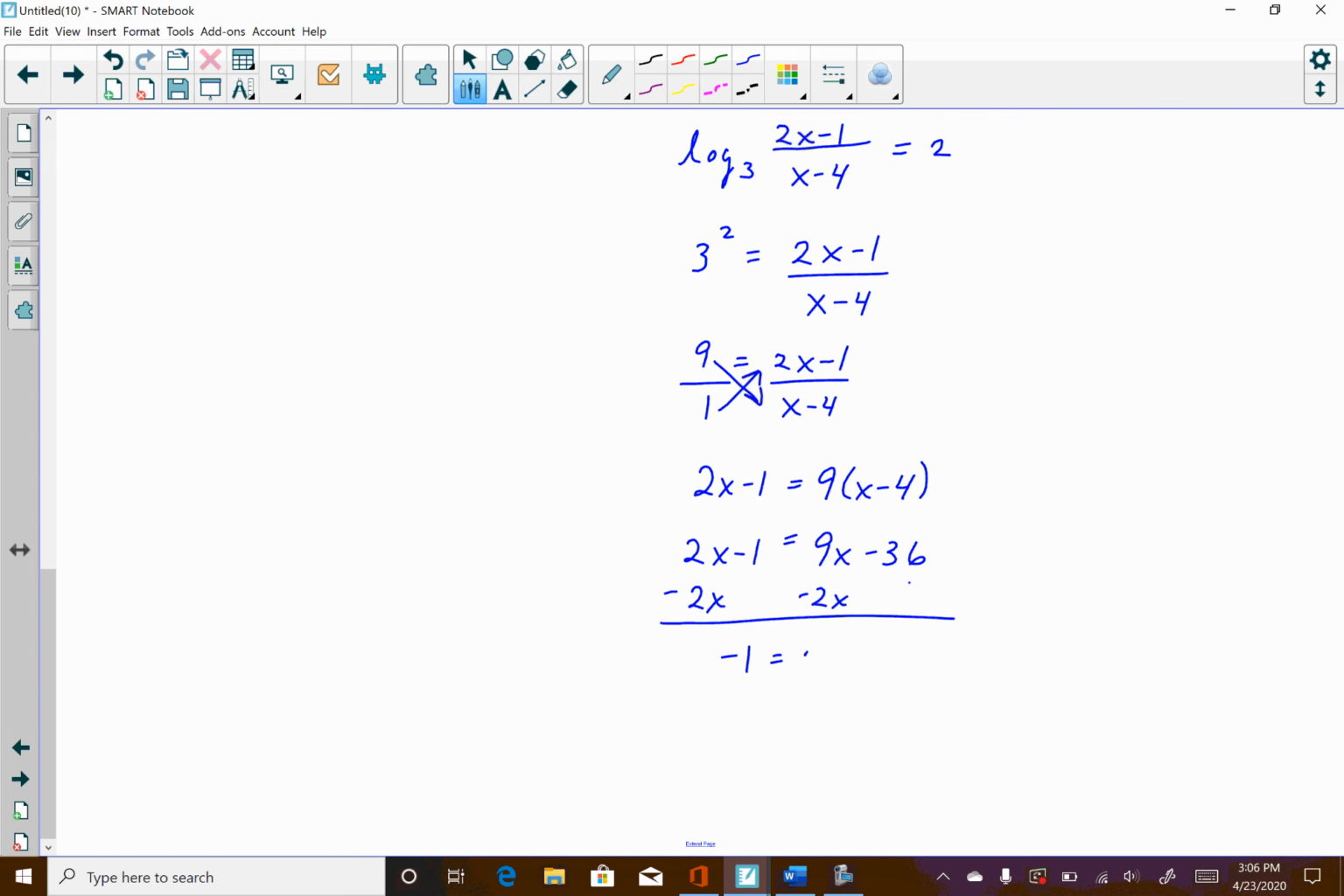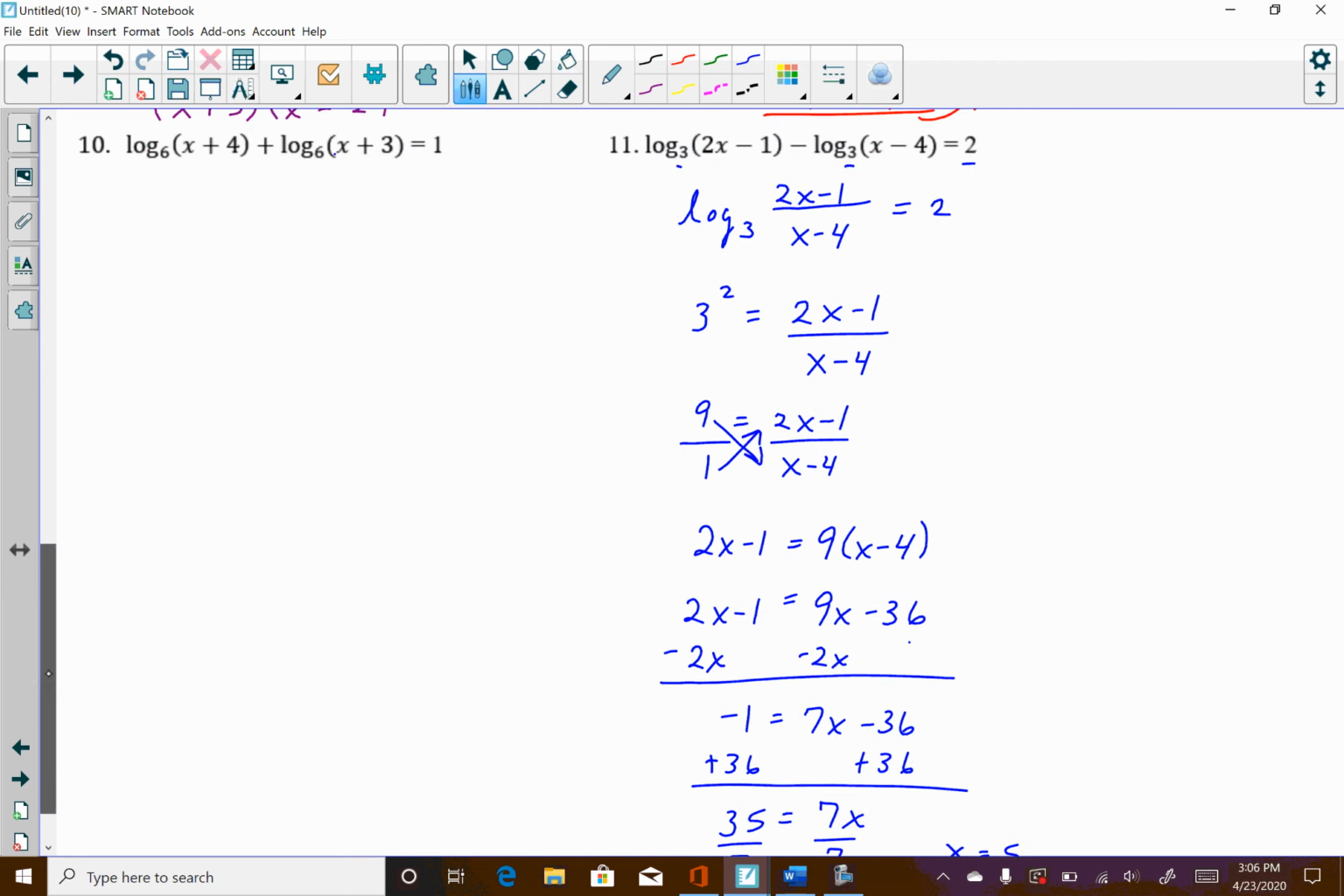Negative 1 equals 7x minus 36. Add 36 to both sides. 7x equals 35, divide by 7, and so x equals 5.